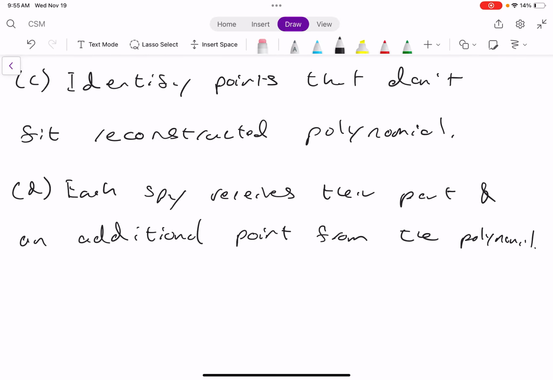The idea here is that each spy receives their part and an additional point from the polynomial. And basically, each spy can perform verification using their part and that additional point. And they can see if that aligns with the polynomial reconstructed from the group's shared points.